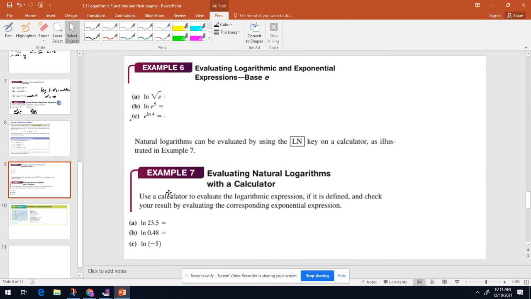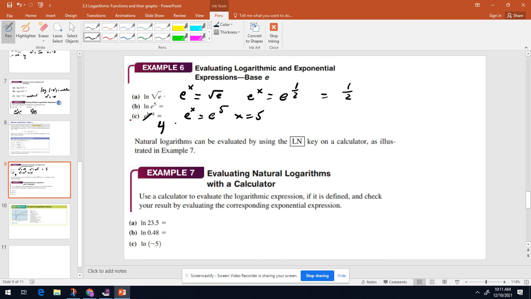Okay, so again, don't get confused by this. Rewrite it. What does this say? e to the x power equals square root of e. Well, how can I rewrite the square root of e? e to the x equals e to the half. These have to be the same, right? So x is equal to a half. Here, e to the x power equals e to the fifth, so x equals 5. And then right here, this e and this ln cancel, and the answer is just 4.